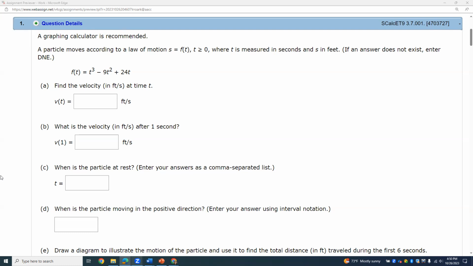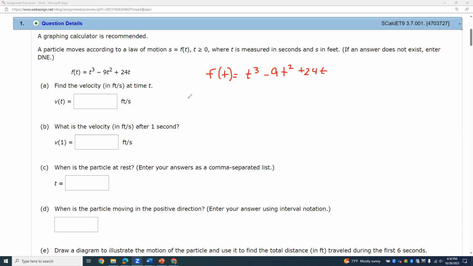Okay, so first it says find the velocity in feet per second at time t. So it's really asking you to find the velocity equation. It says v of t equals, and then we have to go from there. So what we'll do first is find the derivative of f of t. You can also call it s if you'd like. I'm just going to copy the equation on the right-hand side. Again, f of t is 2t cubed minus 9t squared plus 24t.